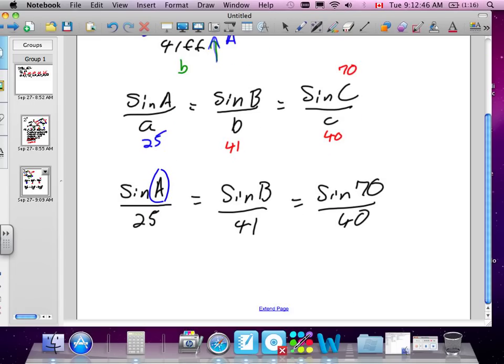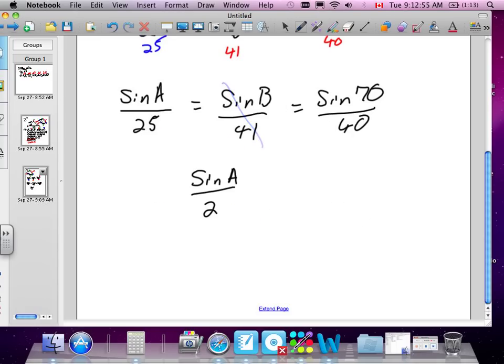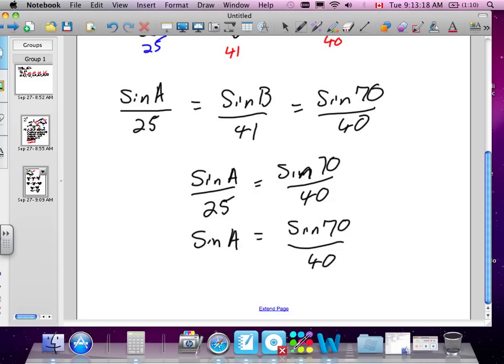So I'm actually going to drop it from the ratio, and I'm just going to leave this as sine A divided by 25 is equal to sine 70 divided by 40. Now that we have that, I'm trying to isolate A. So I need to move 25 to the other side of the equation. So I'll be left with sine A is equal to sine 70 divided by 40 times 25. When I move 25 to the other side, it becomes multiplied because it's a division sign over here. So let's solve what that bracket says.